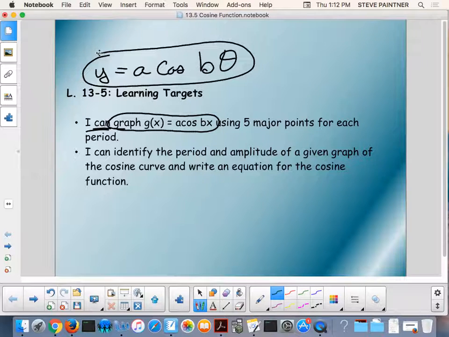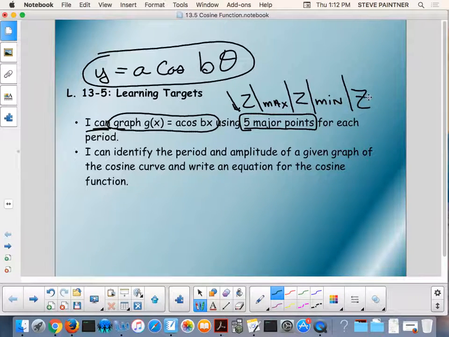And then we're going to use those same 5 major points. And the major points yesterday were 0, followed by what? Max, followed by, then what? Min, then what? 0. Okay? Now, it's kind of funny I put that on this slide. That goes with the what function? Sine. Now, you're not doing sine. You're doing cosine. So these 5 major points, the pattern's different. And I'm going to prove it to you in just about 2 minutes.